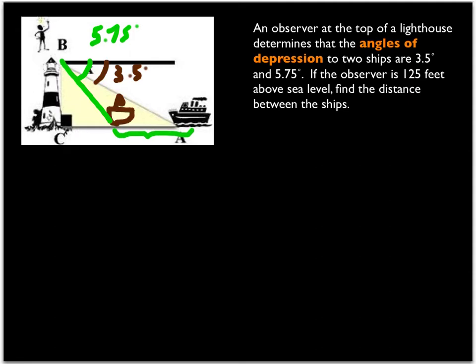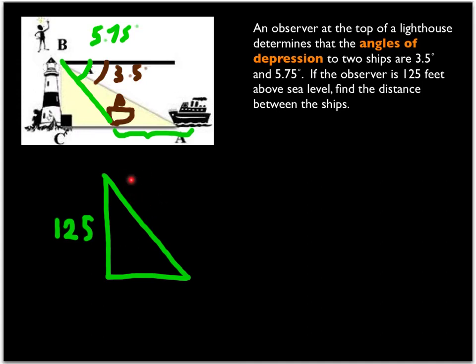So I think one thing that'd be good to do is to draw these two triangles. I'll try to draw this green one first that has the bigger angle of depression. So if I actually drew that angle to where that little ship was, certainly this would be the 125. That's how high the lighthouse is. Now the 5.75, remember, that's out here someplace. That's that angle of depression. So really the angle that's going to be right in here should be 90 minus that.